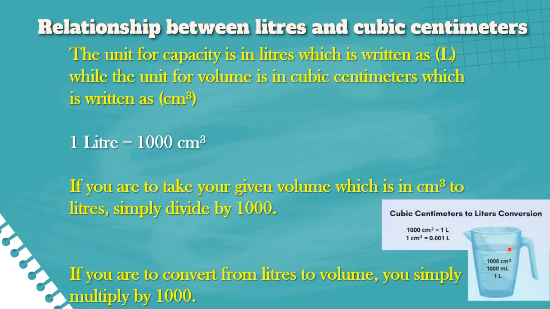Now look at this jug, 1000 centimeter cube is equal to 1 liter, just like we wrote here. Now 1 centimeter cube, they are converting from volume to liters. It was divided by 1000 because 1 divided by 1000 gives you 0.001 liters.